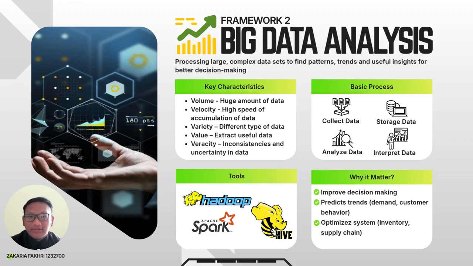The basic process starts with collecting data, then storing it, next analyzing it, and finally interpreting the result for decision making. Common tools used include Hadoop, Apache Spark, and Hive, which help manage and process big data efficiently. Big data analysis matters because it improves decision making, helps to predict trends like customer behavior and demand, and optimizes systems such as inventory and supply chain.